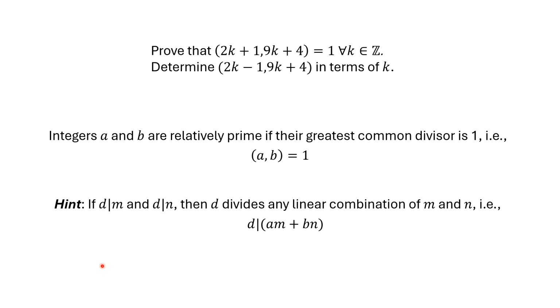Okay, so here's the hint. If D divides M and D divides N, then D divides any linear combination of M and N. In other words, this here. And this slash means divide. And when you're talking in terms of number theory, when you say divide, you mean exactly. So in other words, 3 divides 9 because it goes into it exactly.